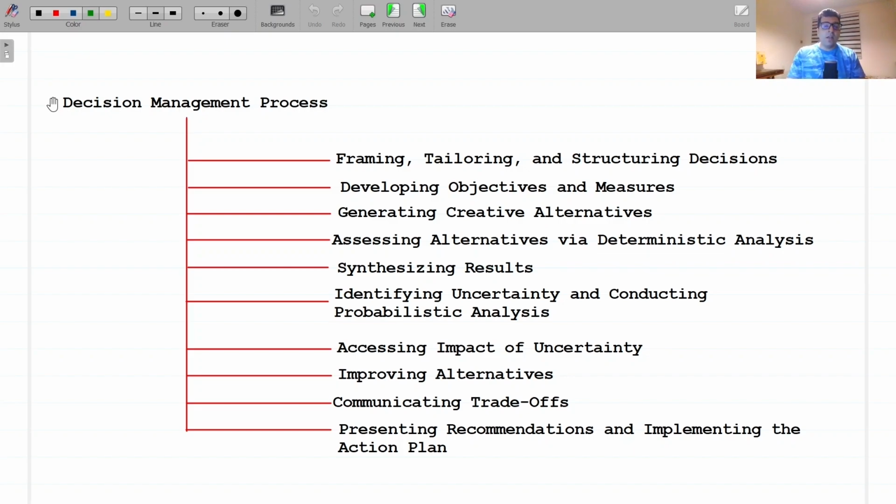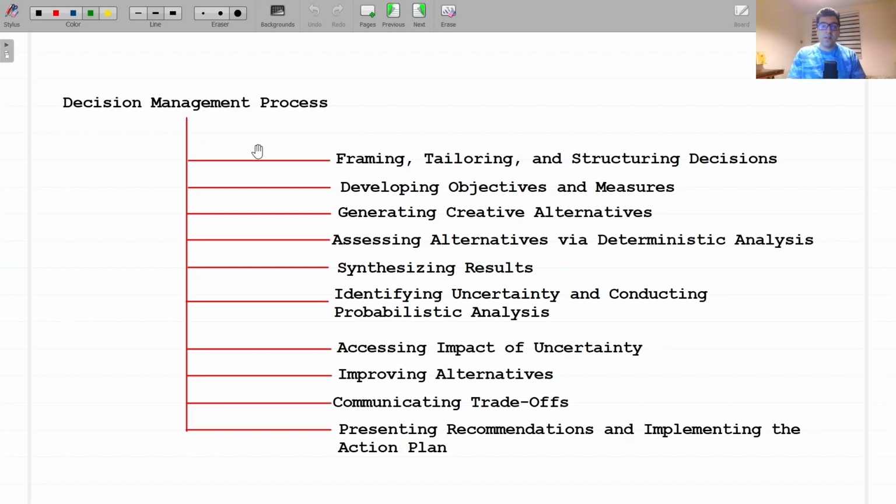The following are a summary of decision management good practices: framing, tailoring, and structuring decisions. Capturing a description of the system baseline as well as the concept of operations with some indication of system boundaries and anticipated interfaces helps ensure the understanding of the decision context.